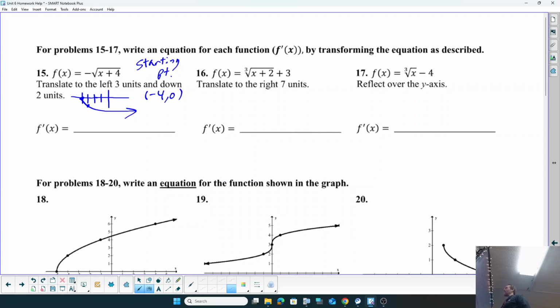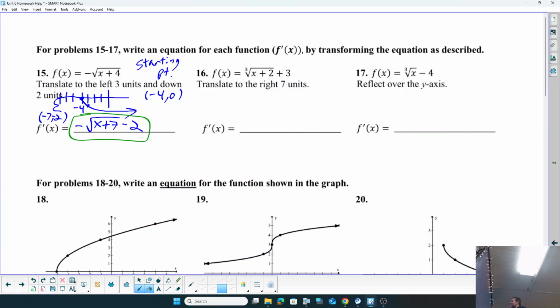So translate to the left 3 units. Okay, so that's -4, then -5, -6, -7. So now we're going to have x plus 7. And then down 2 units. So 1, 2. So that's going to be -7, -2, and so that's minus 2. There we go. I thought it was going to be trickier than it was, but we got it. There's our answer. So you try 16 now.